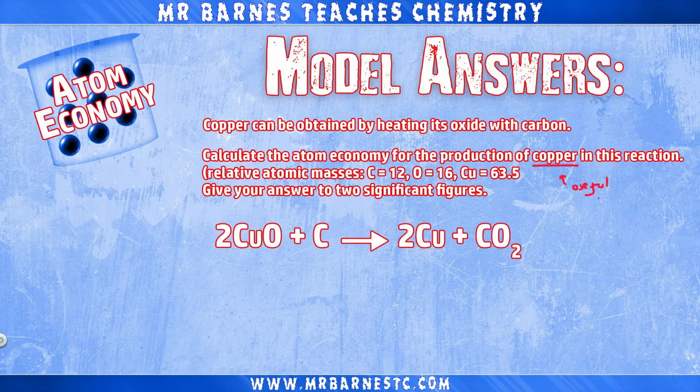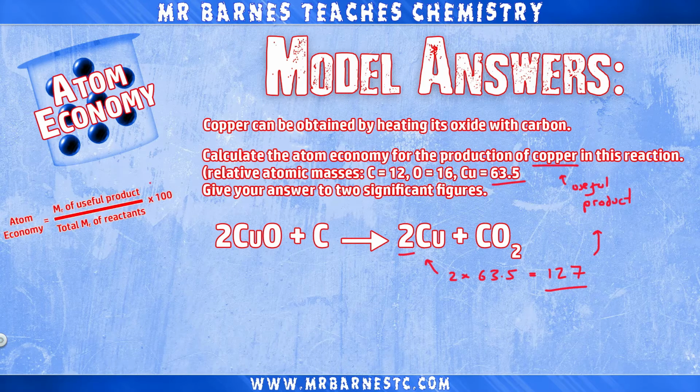So in the question, copper was the useful product, which has an atomic mass of 63.5. And from the equation, you can see that I've got 2 of them, so my total formula mass for copper is 127. That's going to get you your first mark. The second mark is for working out the total formula mass of the reactants. So for copper oxide, I have 2 coppers, which is 2 times 63.5, and 2 oxygens, which is 2 times 16. I also have 1 carbon with an atomic mass of 12, so my total formula mass for reactants is 127 plus 32 plus 12, which gives me an answer of 171.